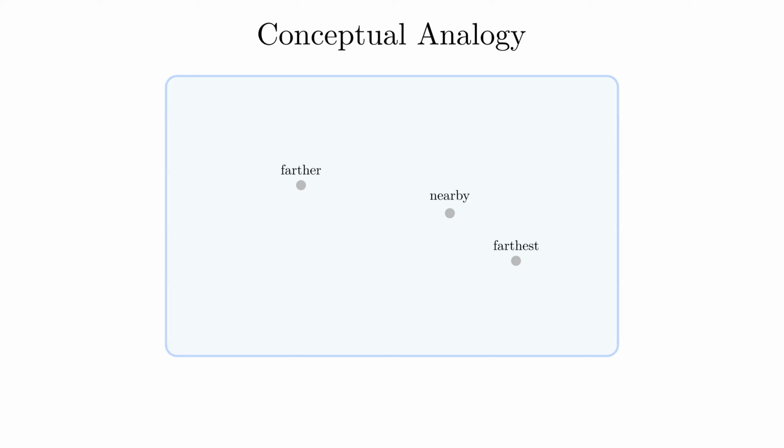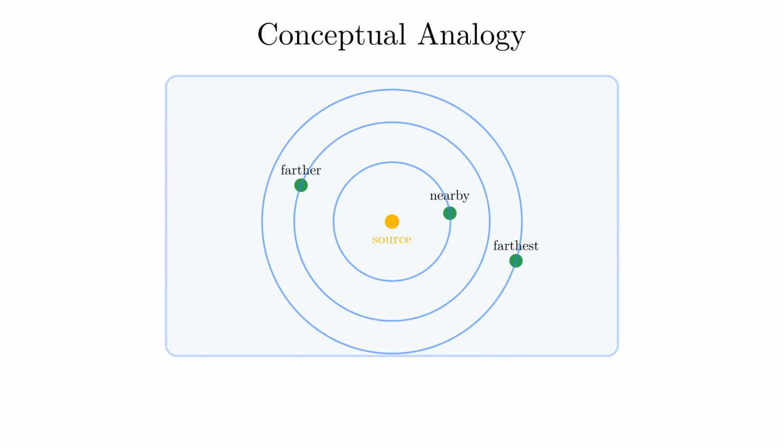Let us understand Dijkstra's algorithm through a conceptual analogy. Imagine dropping a pebble into perfectly still water. As a wave propagates outward from the center, it reaches nearby locations first, followed by more distant ones. Dijkstra's algorithm behaves similarly. It starts at the source node and gradually expands outward, always visiting the closest unvisited node before moving on to nodes that are farther away.